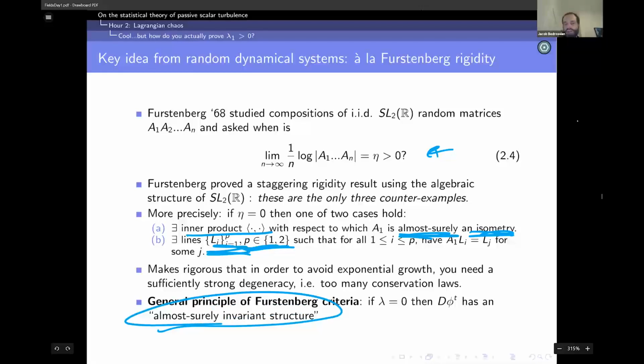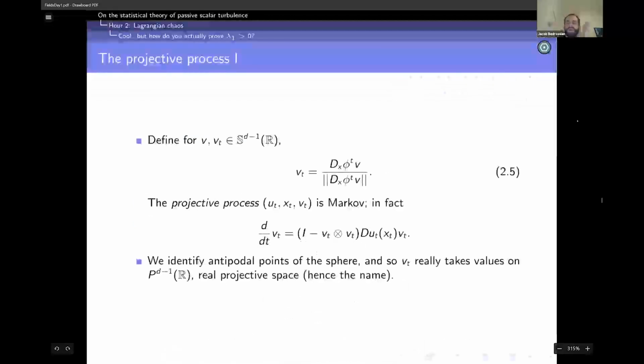So you need some really strong, almost sure invariance. And if you don't have that, then you're going to be chaotic. That's the idea behind this. And so how do we quantify that for our Markov process?